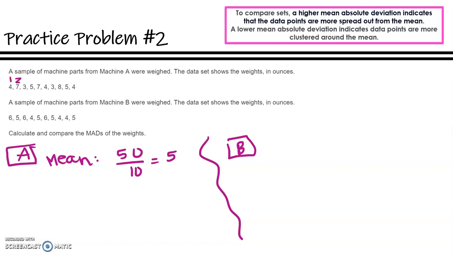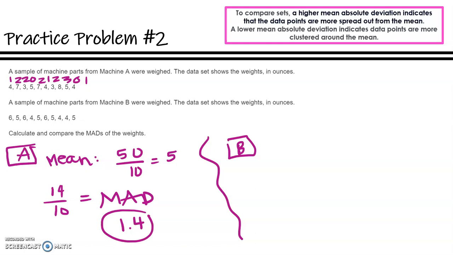Now I need to figure out how far each number is from 5. So 1, 2, 2, 0, 2, 1, 2, 3, 0, and 1. Those are all the distances from 5. So I'm going to add all those together. And I get a total of 14. And again, I divide by 10. So my MAD is 1.4 for machine A.